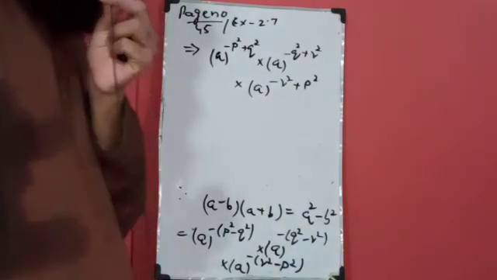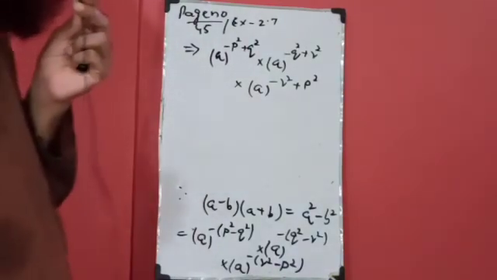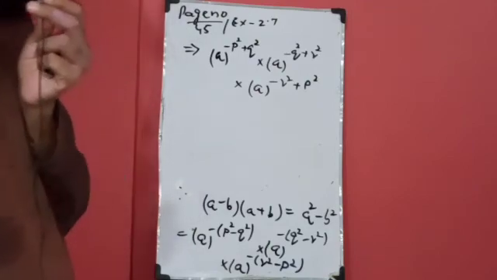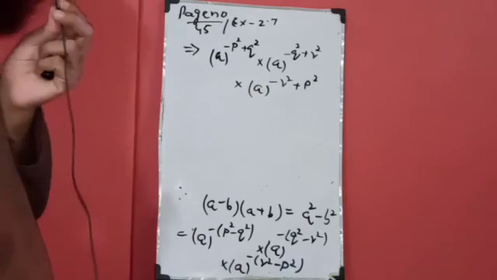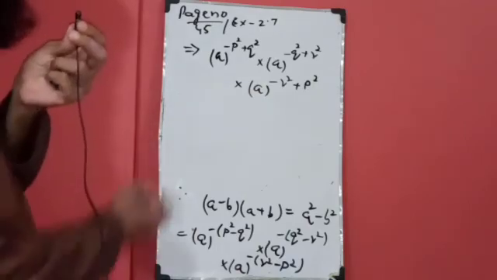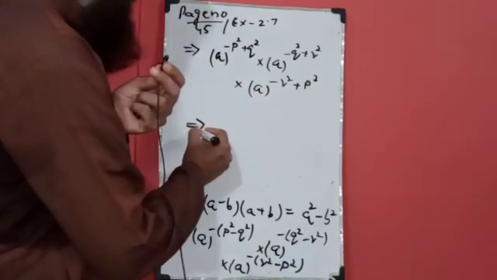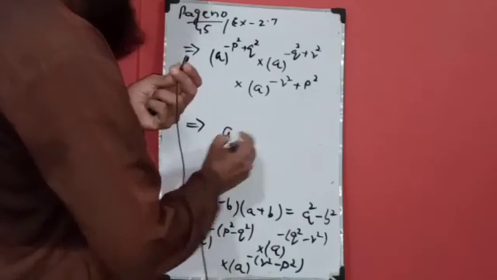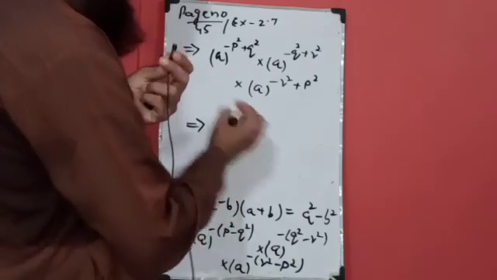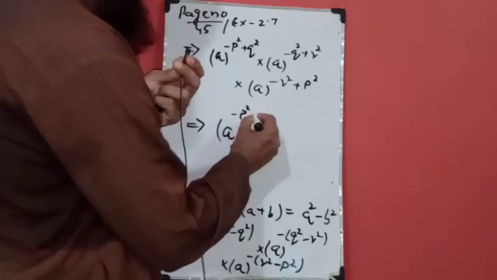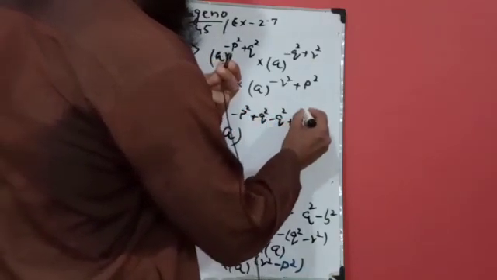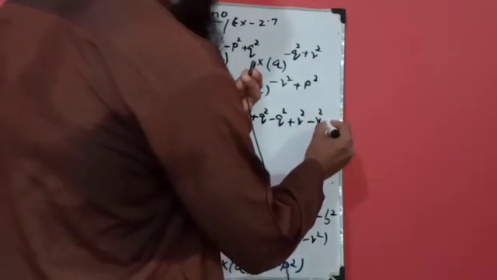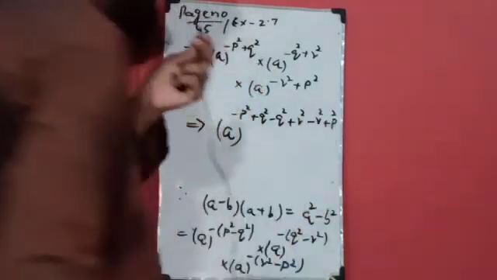As we know that if bases are the same, powers are added. So all these three terms have the base a. We write 1 time a, and all the powers we add: minus p square plus q square minus q square plus r square minus r square plus p square.